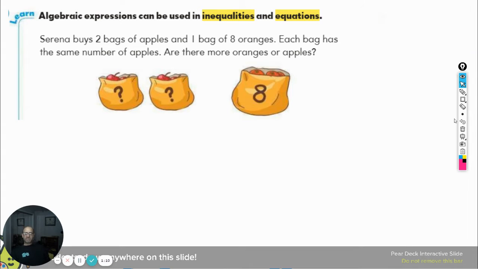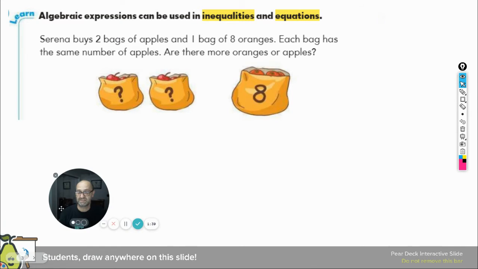So take a look. We have our friend Serena. She gets 2 bags of apples and 1 bag of 8 oranges. Each bag has the same number of apples. Are there more oranges or apples? Interesting. So you can use algebraic expressions with these inequalities and equations. Are there more oranges or apples? I wonder what they want us to do here. I wonder if we're missing something.